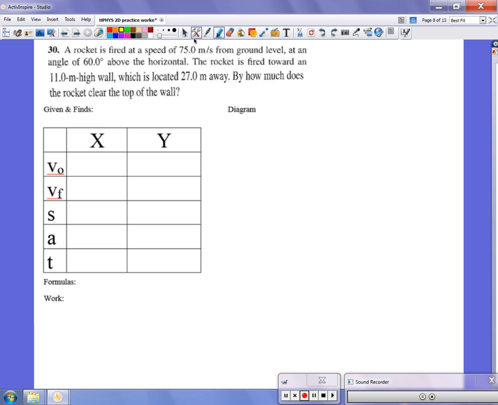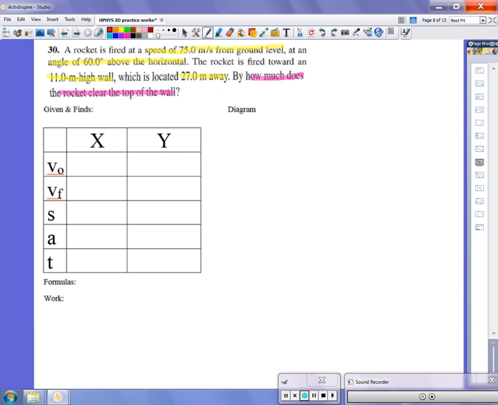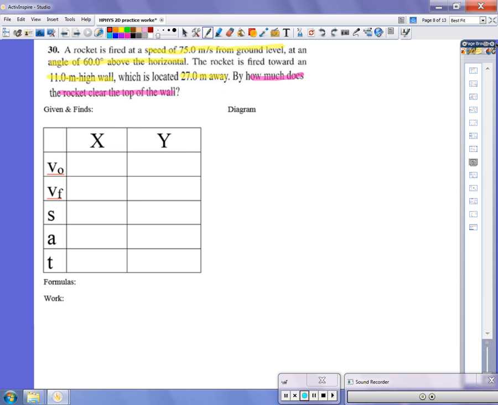A rocket is fired at a speed of 75 meters per second from ground level at an angle of 60 degrees above the horizontal. The rocket is fired towards an 11-meter high wall, which is located 27 meters away. And it asks you, by how much does the rocket clear the top of the wall? All right, let's get an idea of what our picture looks like here.